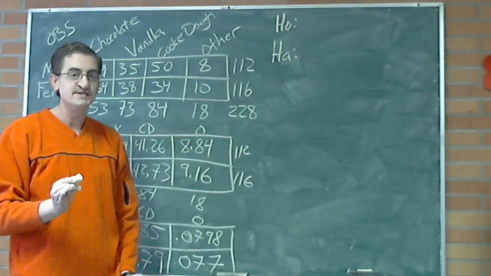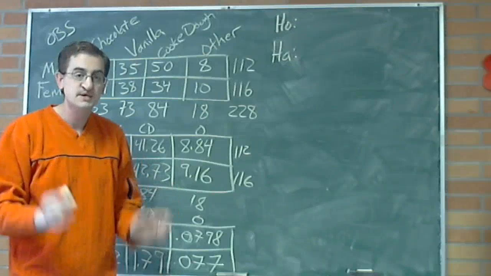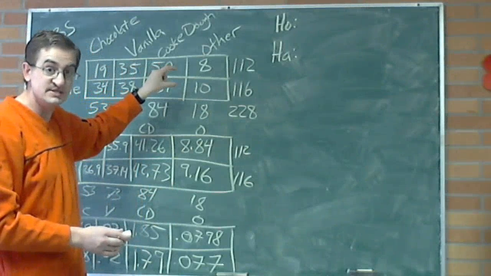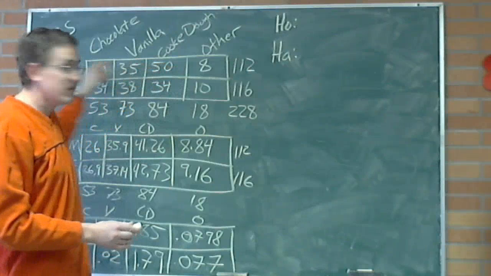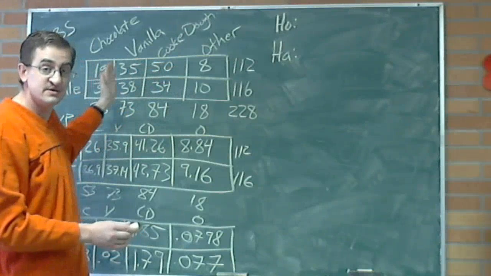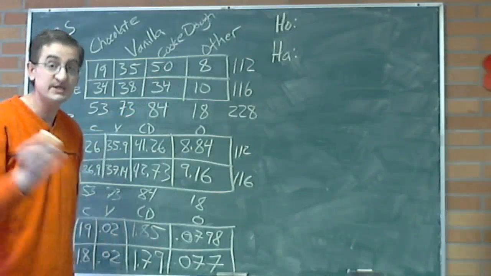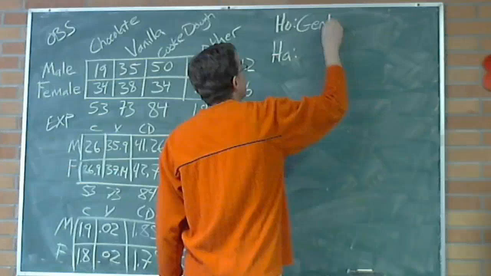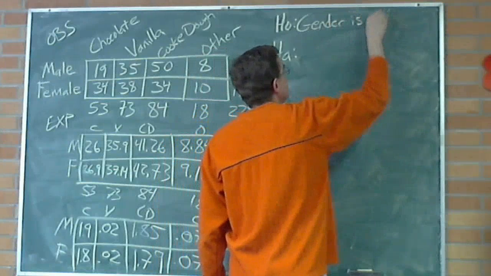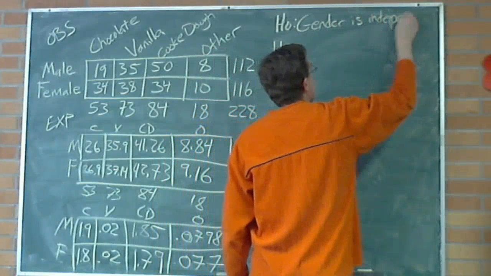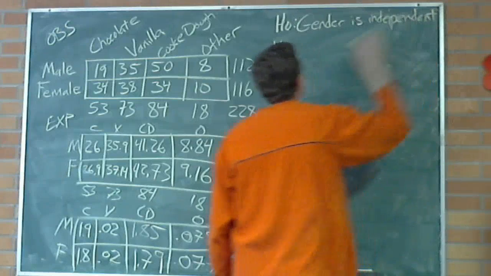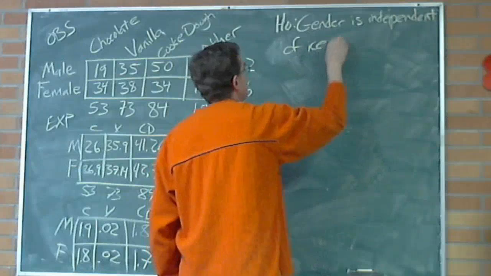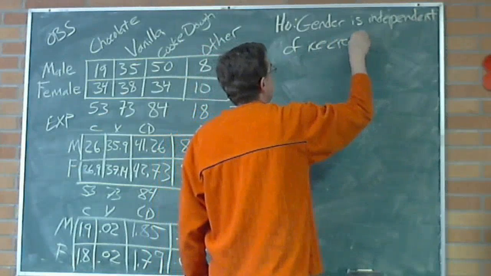So let's simplify this. Our null, we're going to use words. The null hypothesis is going to say the proportions are equal means that whether you're male or female doesn't relate to what ice cream you prefer. In other words, gender is independent of ice cream preference.